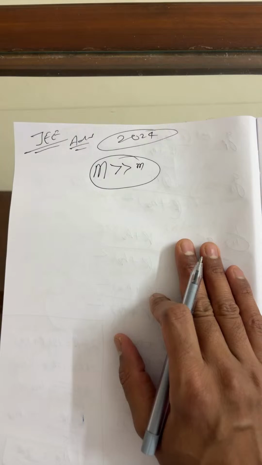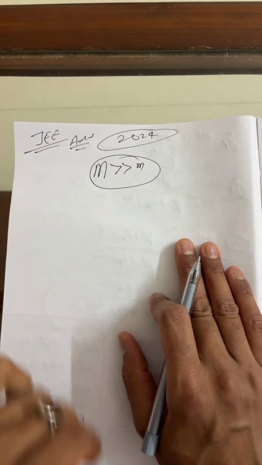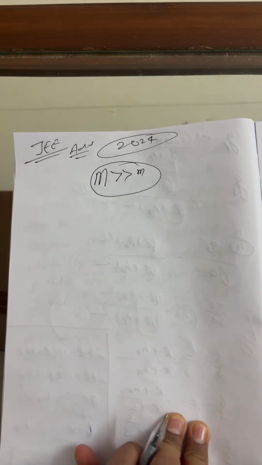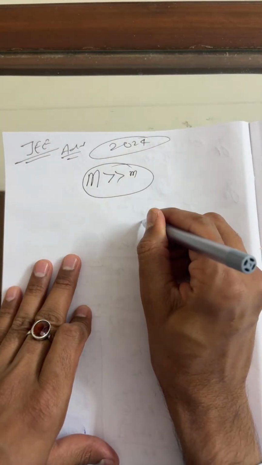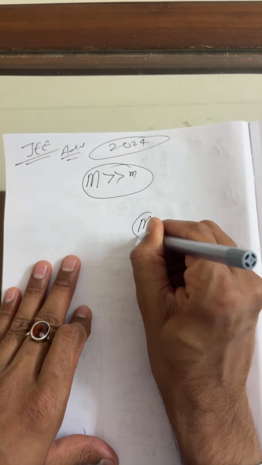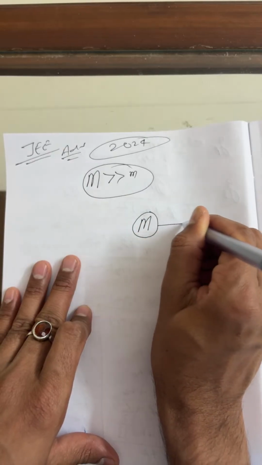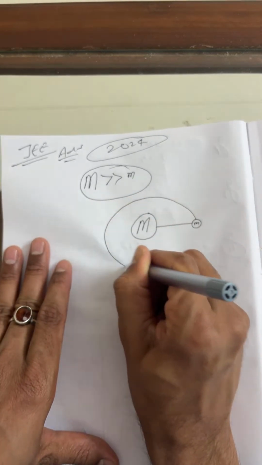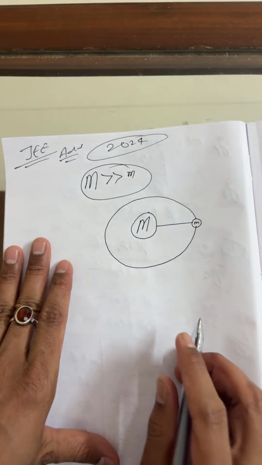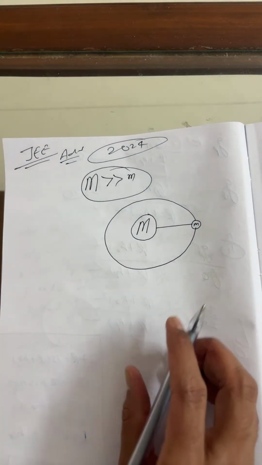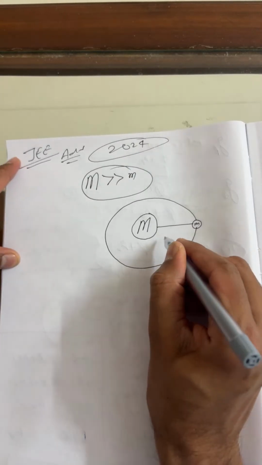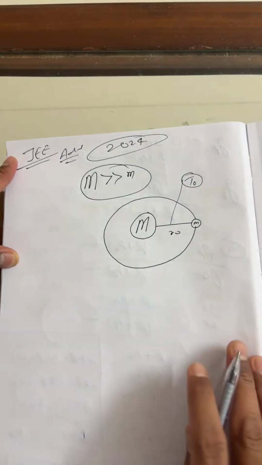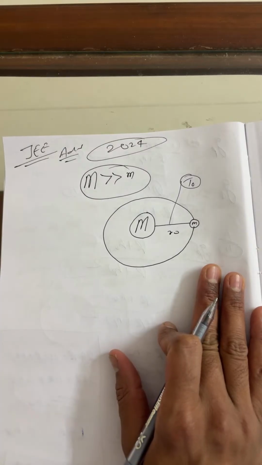The particle is moving in a circular orbit of radius r naught and time period T naught around mass capital M. You can take whichever body, this is capital M. I can say there is a satellite here which is revolving like this, this is small m. What's mentioned in the question? Radius is r naught, and time period is T naught.